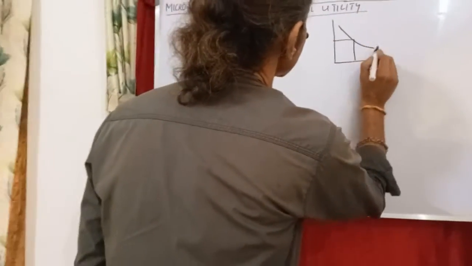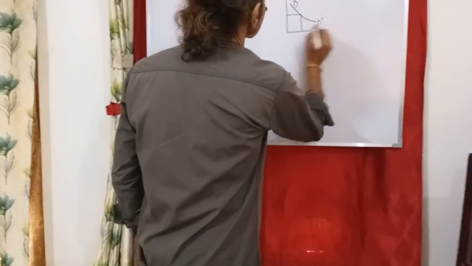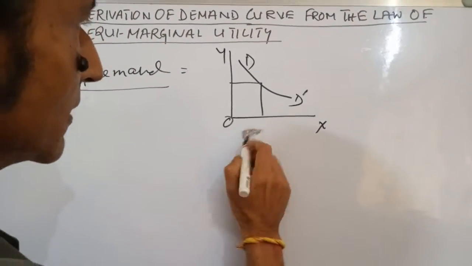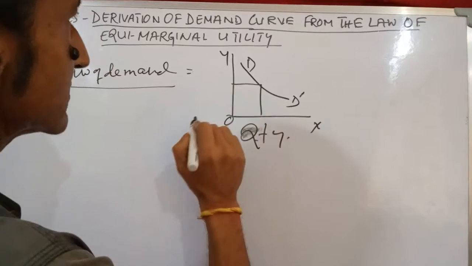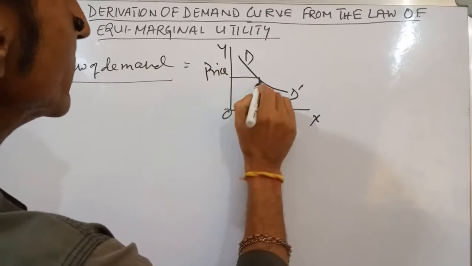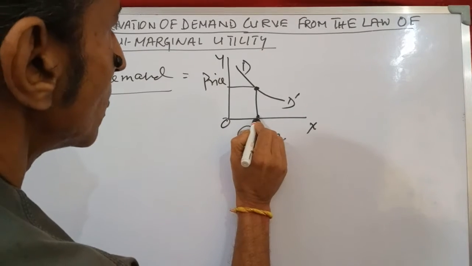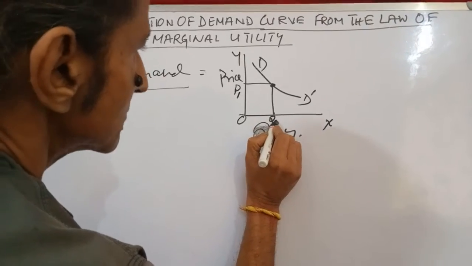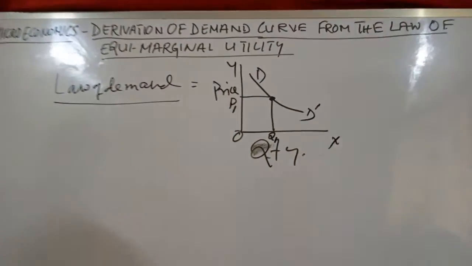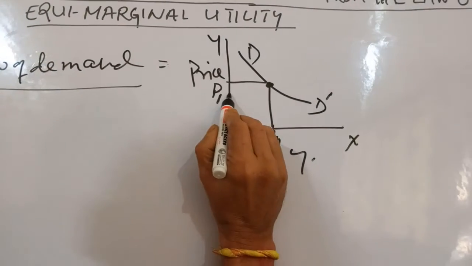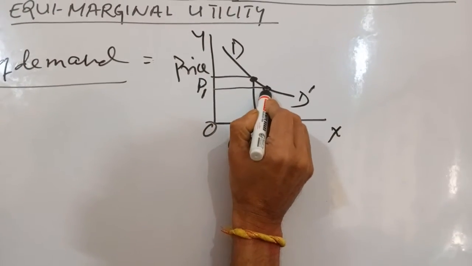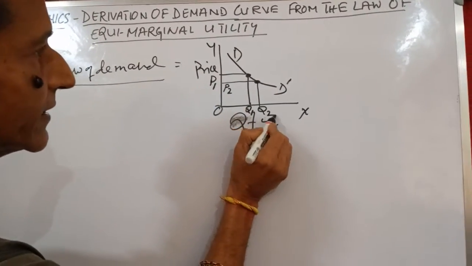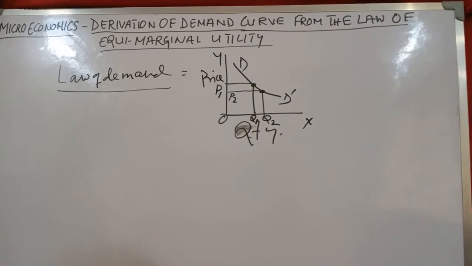This is the demand curve. On the x-axis we measure quantity, and on the y-axis we measure price. So we get a point on the demand curve where the price is, say, P1 and the consumer is consuming OQ1 units. And when price of the commodity falls to P2, we get this point on the demand curve, DD dashed. This is P2. Then quantity demanded increases from OQ1 to OQ2. This is the law of demand.